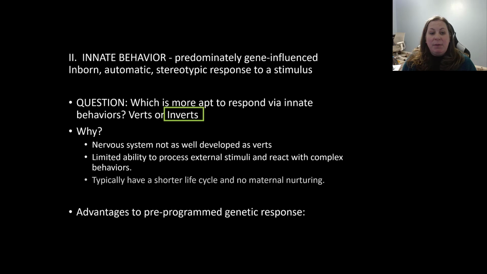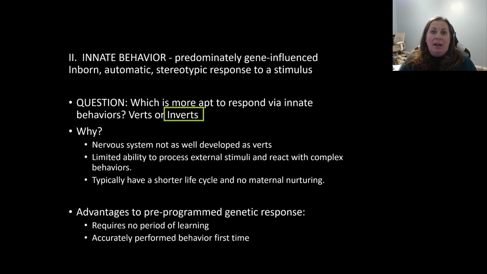Another reason too is they typically have a shorter lifespan and no maternal nurturing. And so there's not a lot of learning that's going to take place in these groups. Now, these quick, fast, gene-influenced behaviors do have an advantage. And the advantage is that you can perform these behaviors with no period of learning. You just do it. Okay? So in these particular cases, some of these behaviors are beneficial because you can just perform them correctly the first time. So the first time you do the behavior, you're already good at it. Okay, and that's what we look at for the innate behaviors.